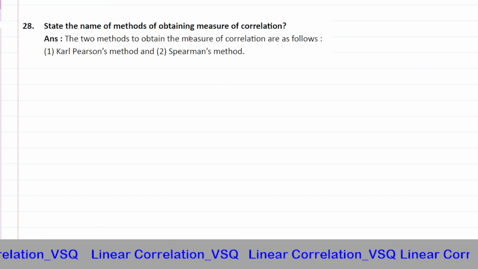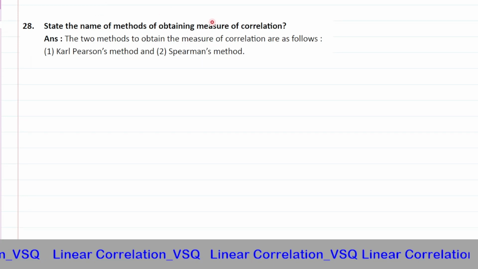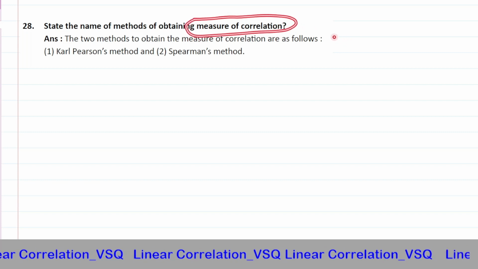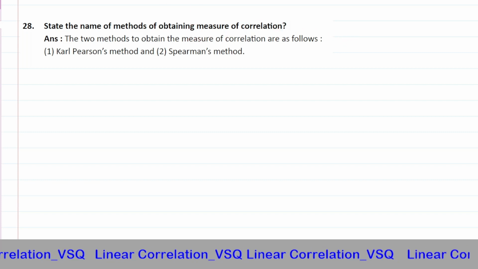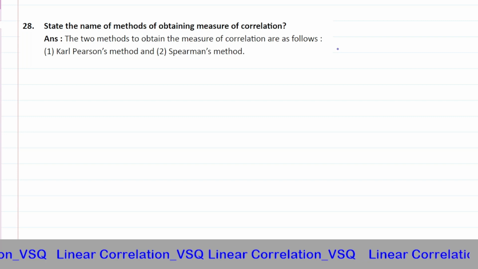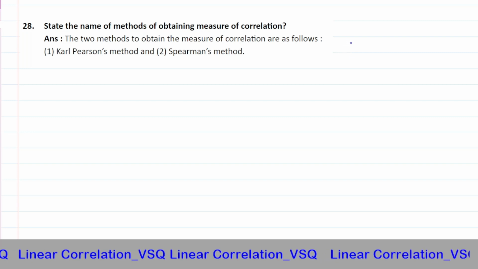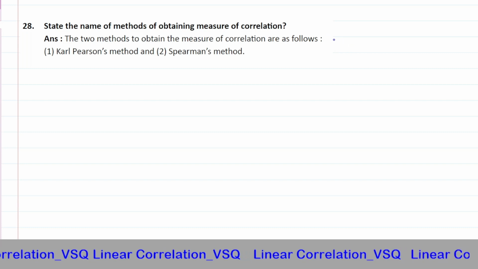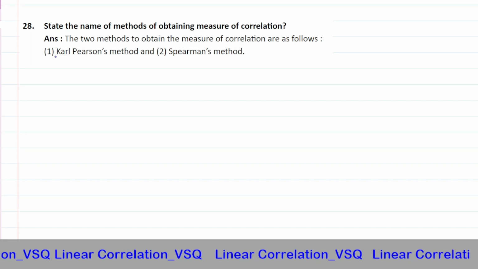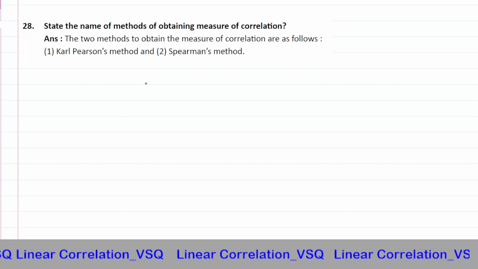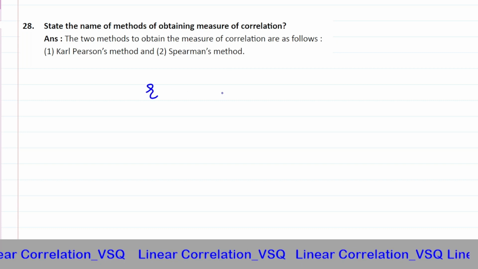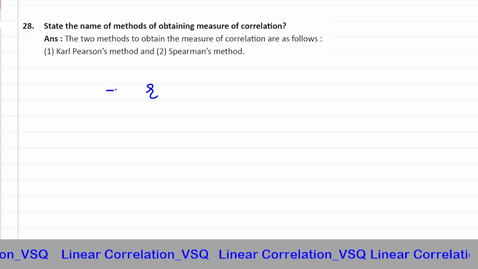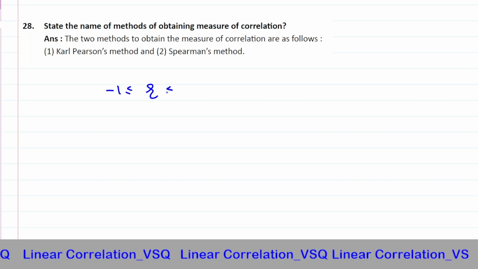State the method of obtaining measure of correlation. Measure of correlation means what? Correlation coefficient. Actually, there are three methods in correlation. First is scatter diagram method. But in scatter diagram method, we know only nature of relation between two variables. We cannot find any specific measurement. But if we use Carl Pearson and Spearman's method, we can find correlation coefficient. It is called measure of correlation coefficient, and R always lies between -1 and +1.